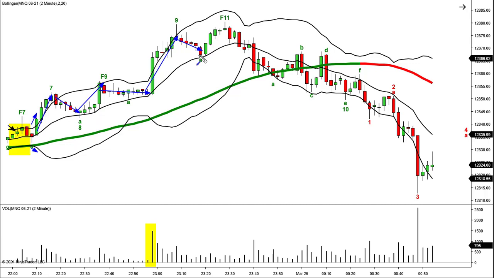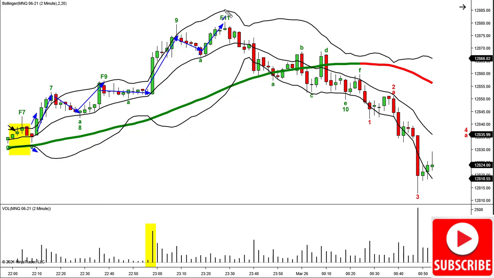We get one more hurrah here, but again, it does not touch the upper Bollinger Band. So this is not strength up, and therefore I'm done. I'm out of the trade. Also, notice our volume is very low here. No more sustaining of that. In fact, big volume comes on the downside when we get this candle here.